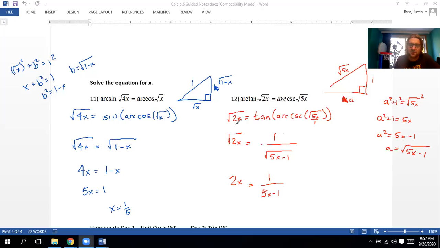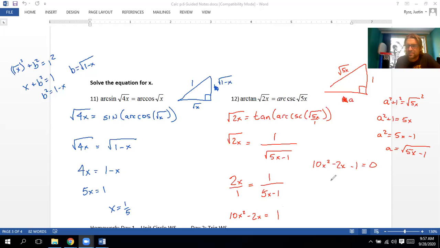Now, the next thing we can do is think of this as 2x over 1, and we could crisscross applesauce here, cross multiply. So I'll distribute the 2x, and we're going to get 10x squared minus 2x, and that equals the other side, 1. Now this just became a quadratic, and we have to set this up. So 10x squared minus 2x minus 1 equals 0.